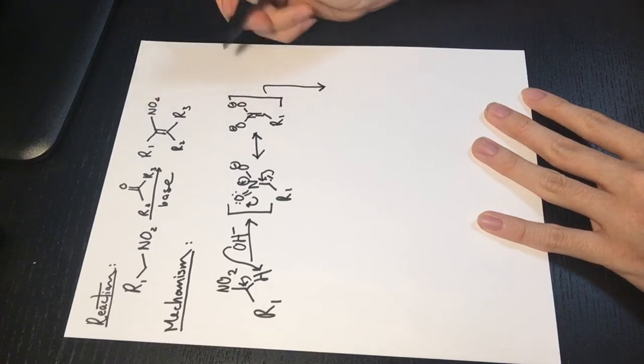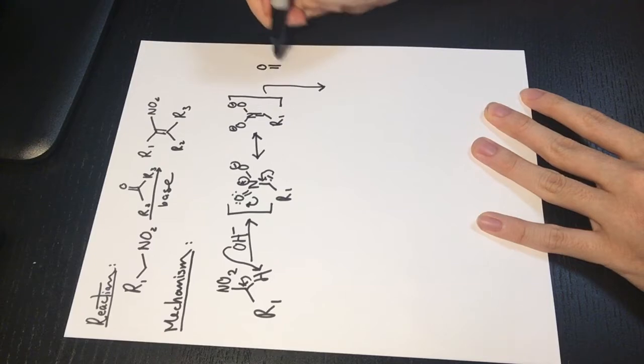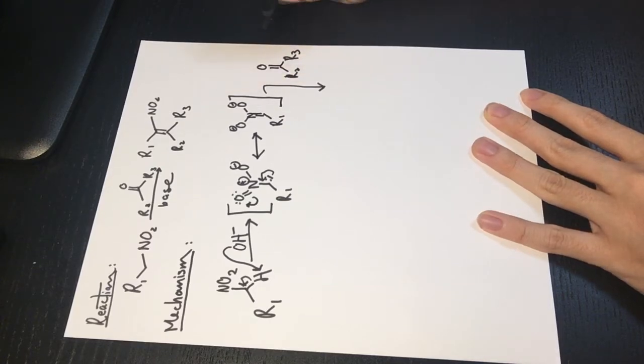So our resonance stabilized intermediate is then going to react with our carbonyl compound, which in this case is going to be a ketone. Actually, it doesn't have to be a ketone. It could be a ketone.